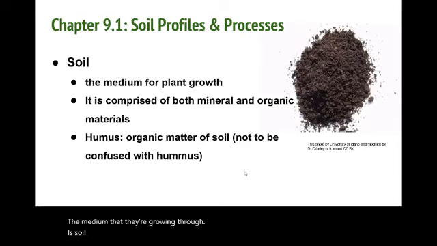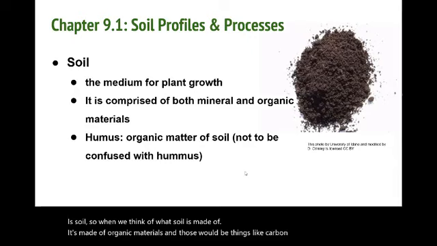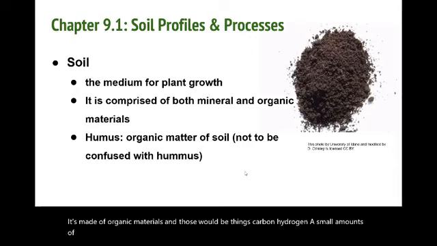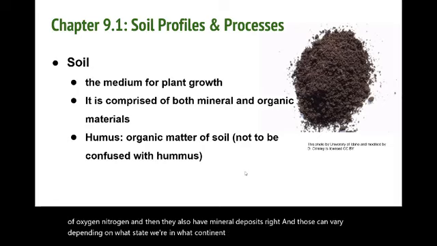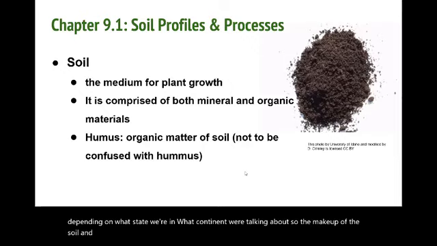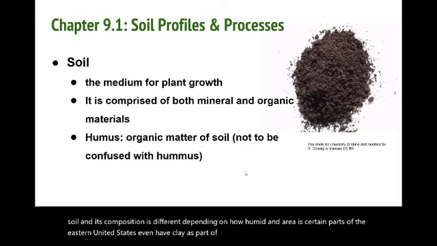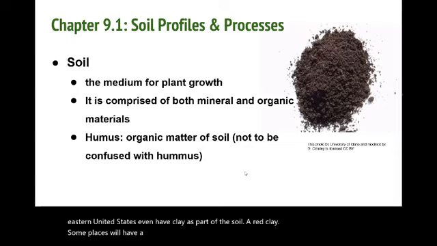When we think of what soil is made of, it's made of organic materials, and those would be things like carbon, hydrogen, small amounts of oxygen, nitrogen, and then they also have mineral deposits, right? And those can vary depending on what state we're in, what continent we're talking about. The makeup of the soil and its composition is different depending on how humid an area is. Certain parts of the eastern United States even have clay as part of the soil, like a red clay. Some places will have a much more rich, fertile soil. Let's say, for example, in a tropical rainforest, the soil will be really rich and moist.